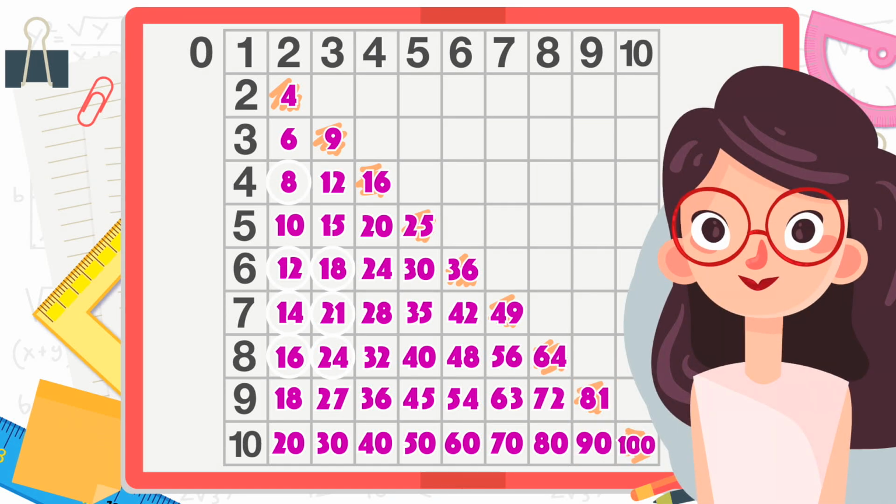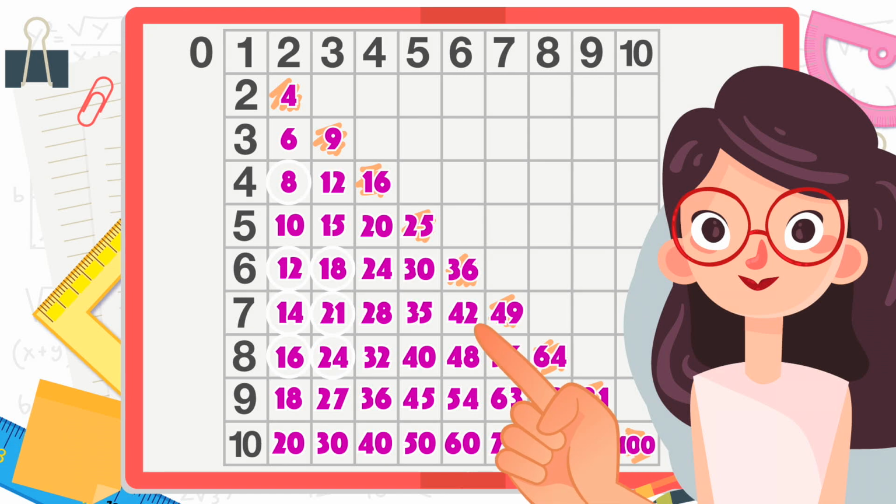Let's look one more time. I think that the hardest numbers in the multiplication table are 7 times 8, 56, 6 times 7, 42, and 6 times 8, 48. If you learn these 3 numbers, it will be easier to remember the rest.